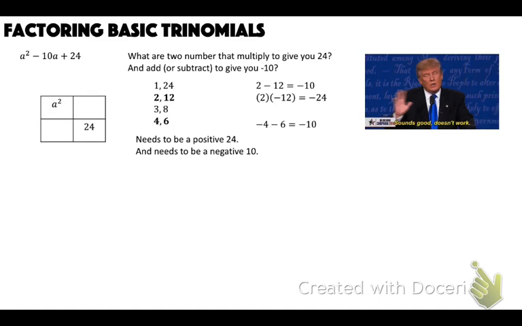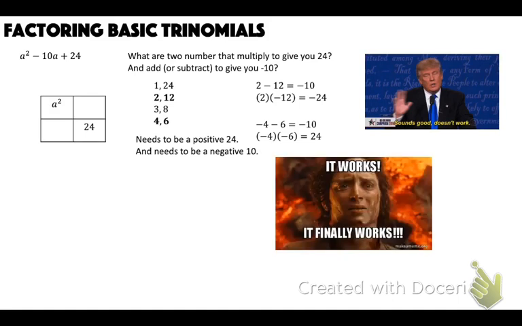Negative 4 minus 6 is negative 10, and negative 4 times negative 6 is 24. So that means that one works. It finally works. So that's going to be negative 4a and negative 6a. Between a squared and negative 4a, I can pull out an a. Between negative 6a and 24, I can pull out a negative 6. Between a squared and negative 6a, I can pull out an a. And between negative 4a and 24, I can pull out a negative 4. So that's going to be a minus 6 and a minus 4.